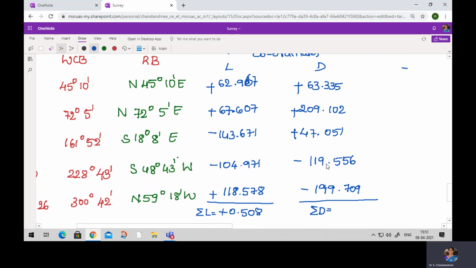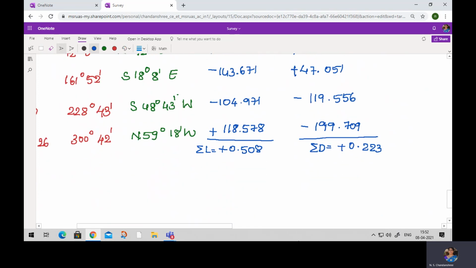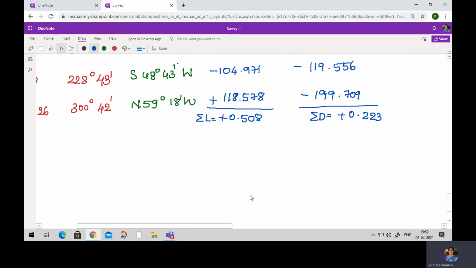Similarly, when we do the same thing for the departure, here 63.335 plus 209.102 plus 47.051 minus 119.556 minus 199.709, we get the answer as plus 0.223. If instead of getting these values we had got 0 here, we would directly say that there is no error and the traverse is perfectly fine.